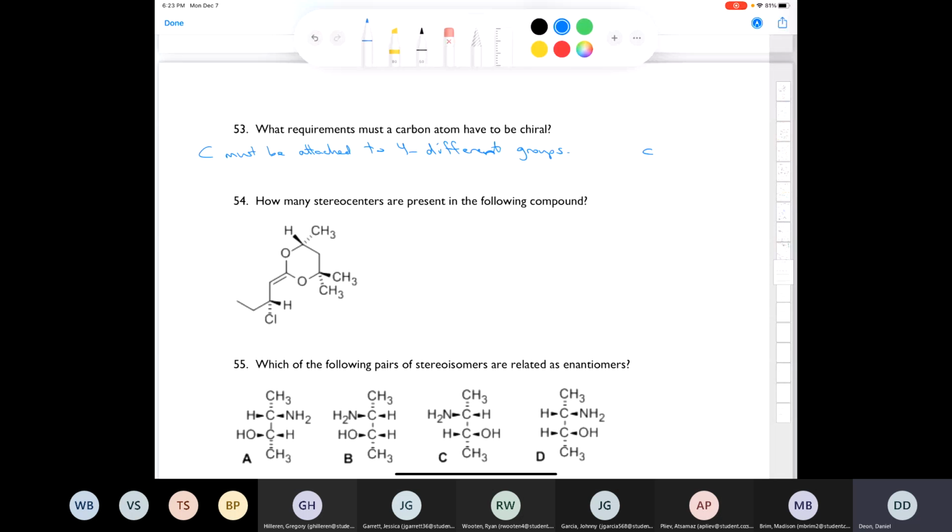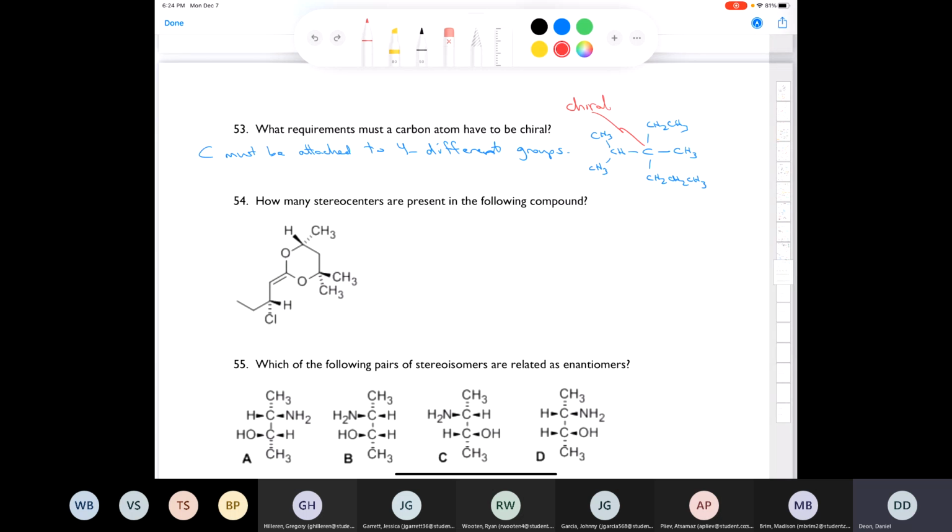Right? If I have this carbon and I have a methyl group here, an ethyl group here, an isopropyl group here, and a propyl group down here. Okay, this carbon is chiral because even though it's attached to 1, 2, 3, 4 carbons, it's attached to 4 atoms that are identical, but it's attached to 4 different groups, and therefore it is a chiral carbon. Nothing more than that.